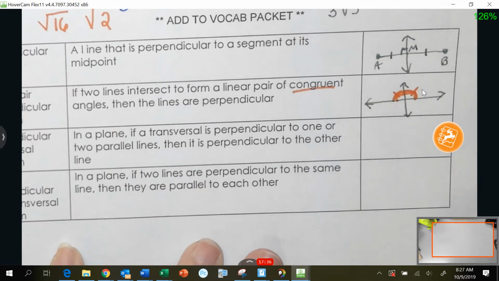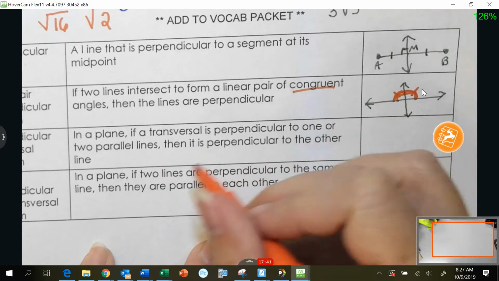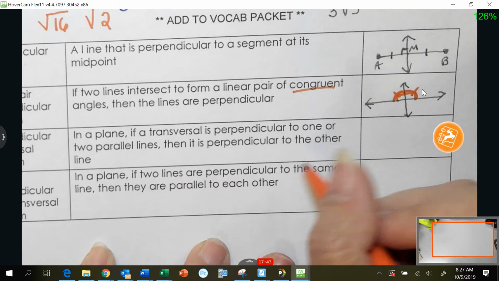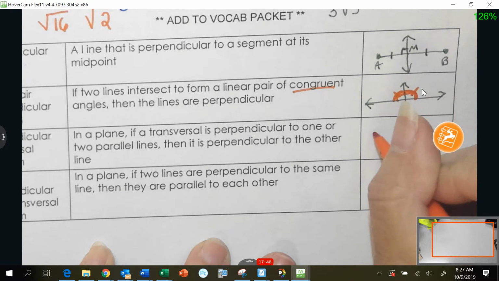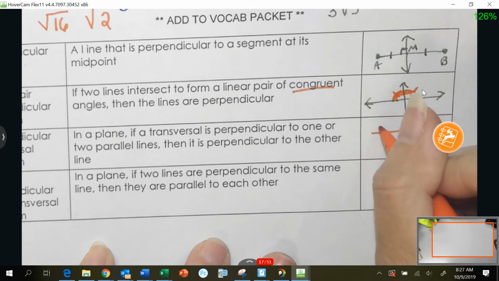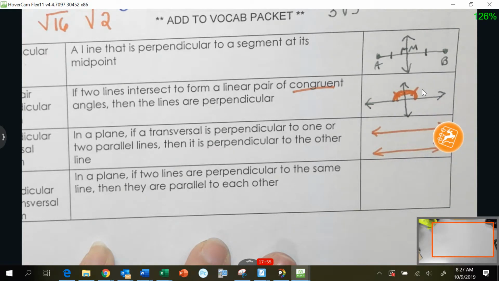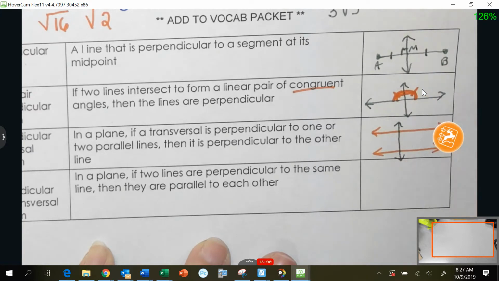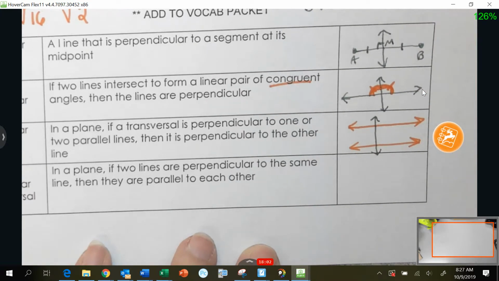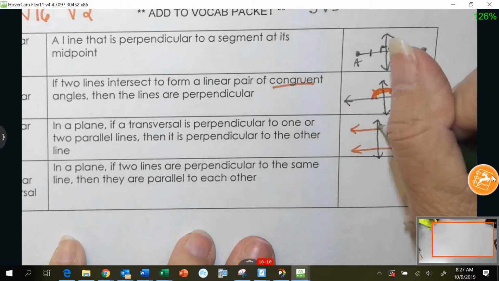Perpendicular transversal theorem. In a plane, if a transversal is perpendicular to 1 of 2 parallel lines, then it is perpendicular to the other line. So if I have a transversal, and it is perpendicular to 1 of 2 parallel lines.